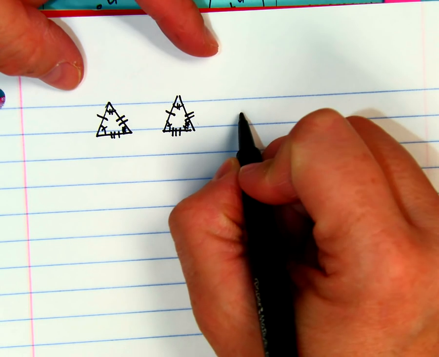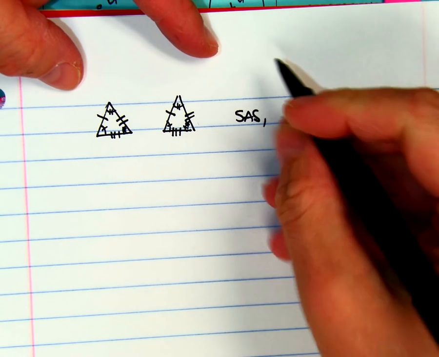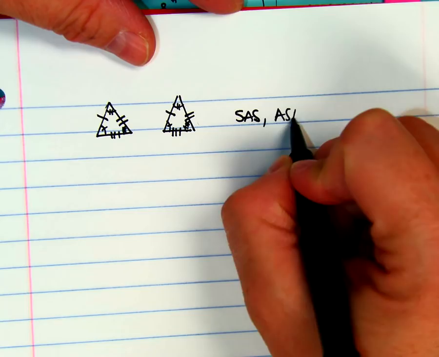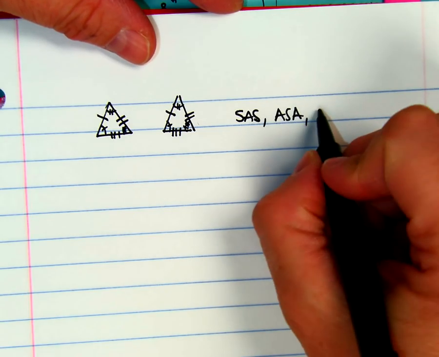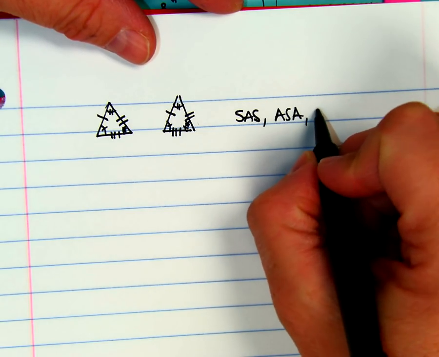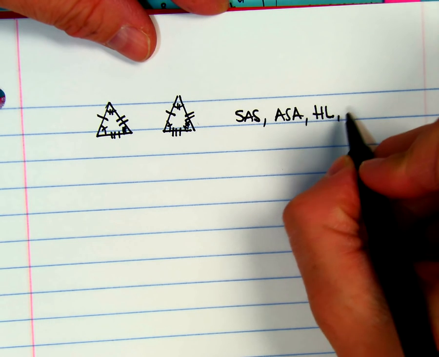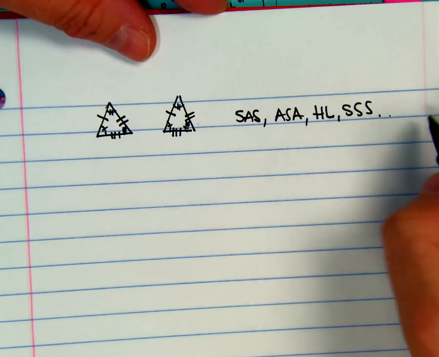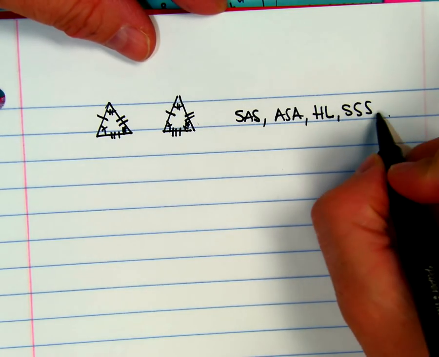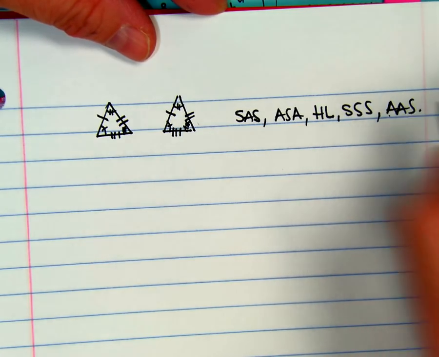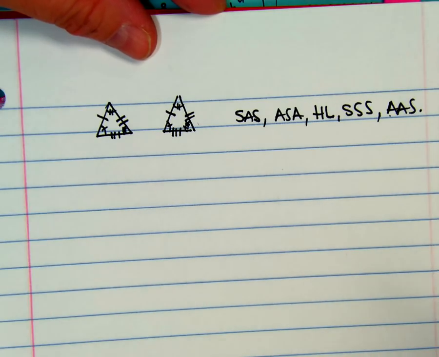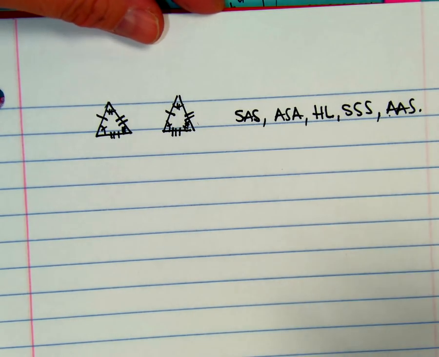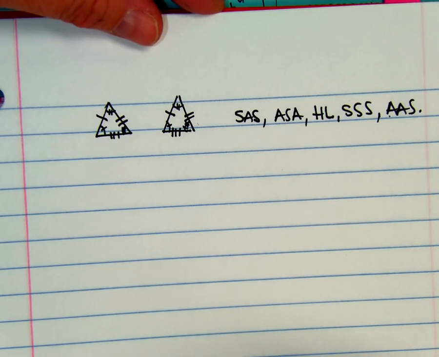We proved them by side, angle, side. We proved them by angle, side, angle. Hypotenuse, leg, and side, side, side. And angle, angle, side. Okay, so just like proving triangles congruent, when proving triangles similar, you don't have to prove all 3 angles are congruent and that all 3 pairs of sides are proportional.